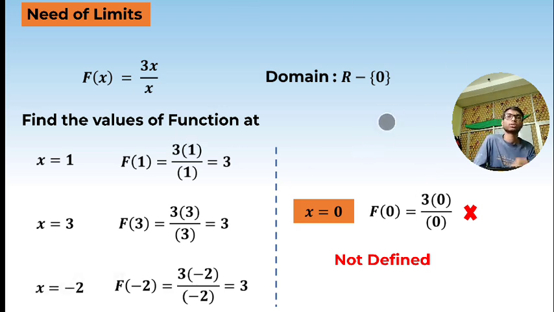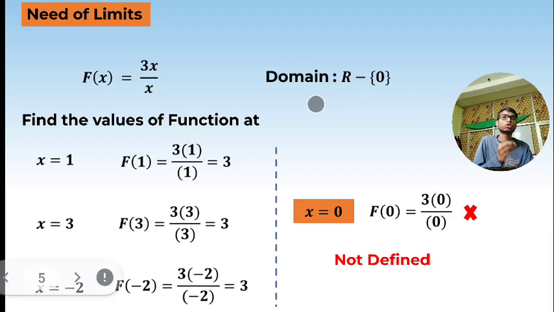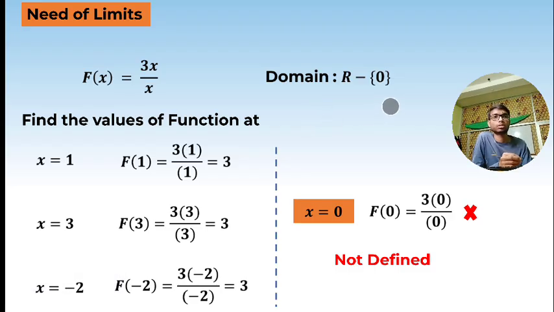This is the domain. So the domain should be real numbers, but except 0. That is the meaning of this. Here you can put any number, but except 0.